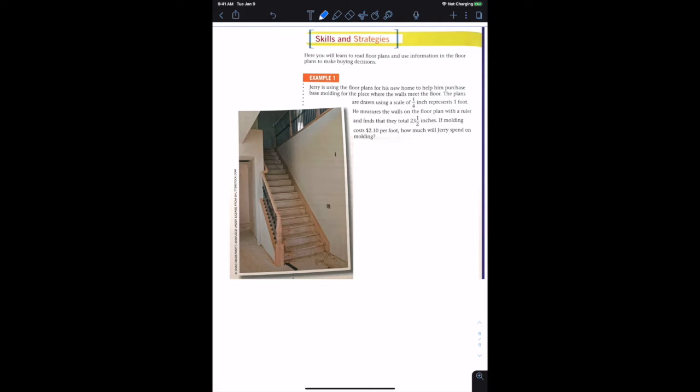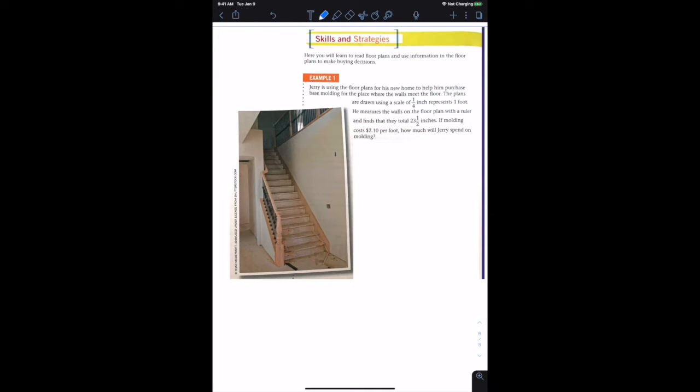So here now is example one out of our lesson today. Jerry is using the floor plans for his new home to help him purchase base molding for the place where the walls meet the floor. The plans are drawn using a scale of 1/4 of an inch represents 1 foot.